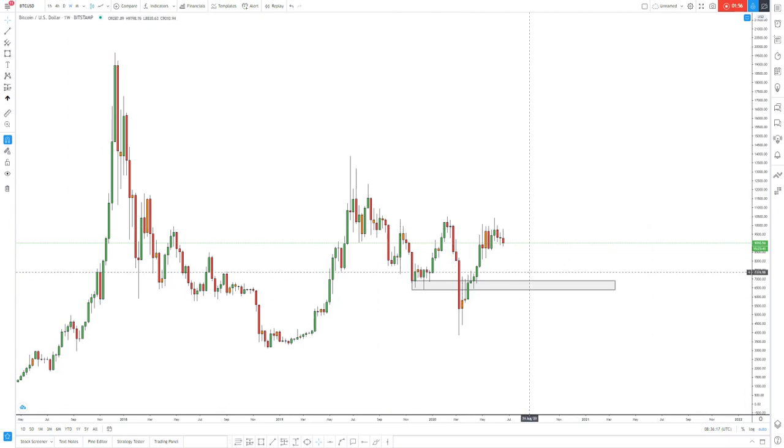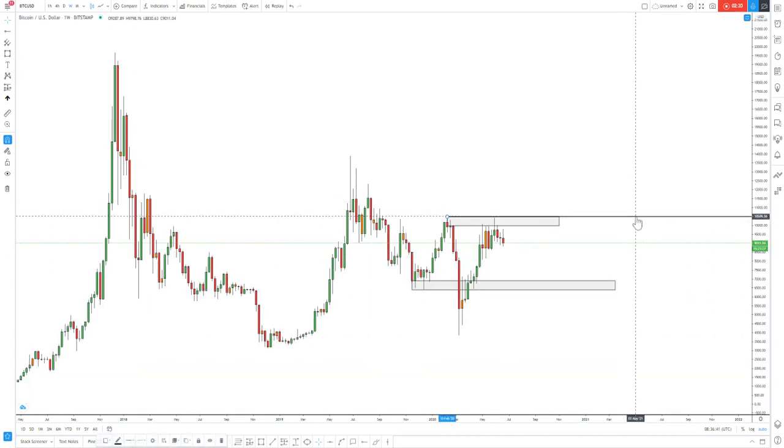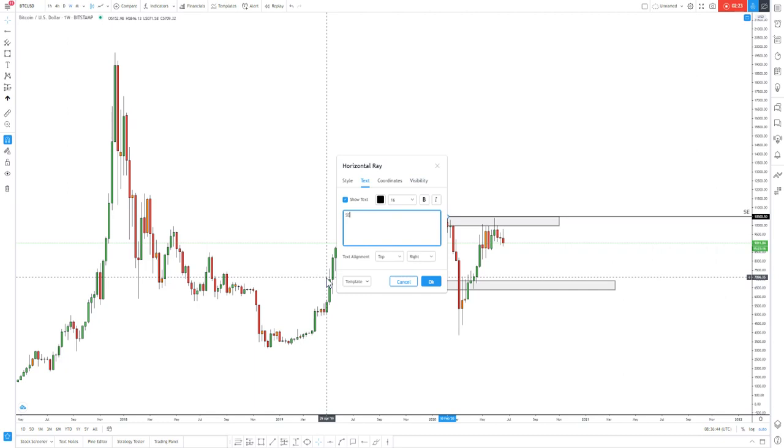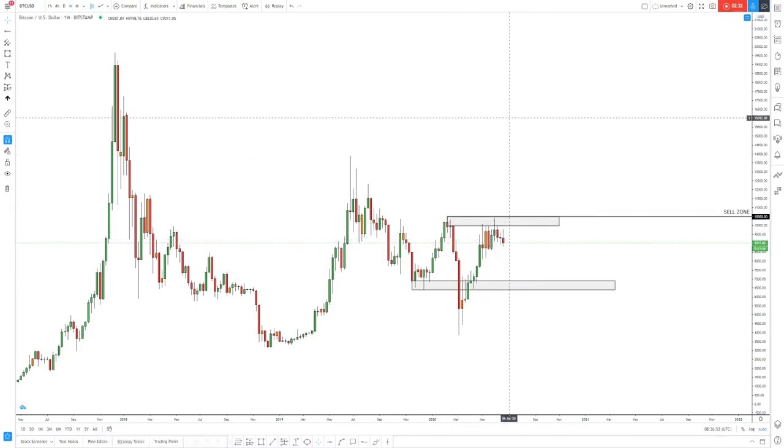Also, if we look left, right around this area of structure, this is a previous sell zone. I can take my ray tool and place it as a sell zone, and we can see how well price reacted to this area. Wicks everywhere. Like I say, wicks equal rejection. So I can write that out here.